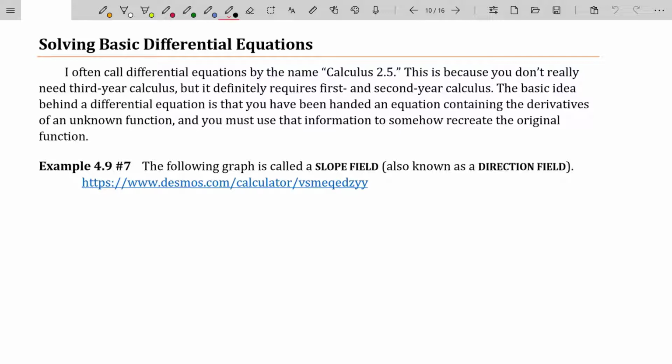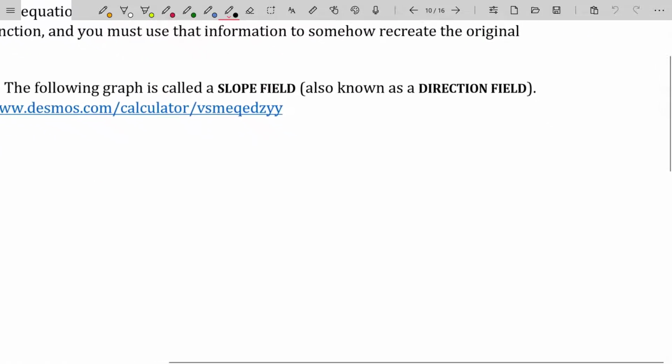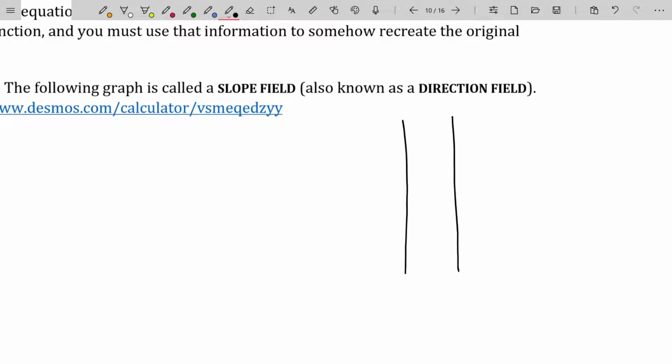You're in first-year calculus right now, about to go into second-year calculus, hopefully. The basic idea behind a differential equation is that you've been handed an equation containing derivatives of an unknown function, and you must use that information to somehow recreate the original function. And by the way, if you've been watching my video series on antiderivatives, you know that the way I view differentiation is like a ladder. And you're at the rung that we would call the function f. When you take a derivative, you step down a rung. Take another derivative, you step down another rung, and so on and so forth.